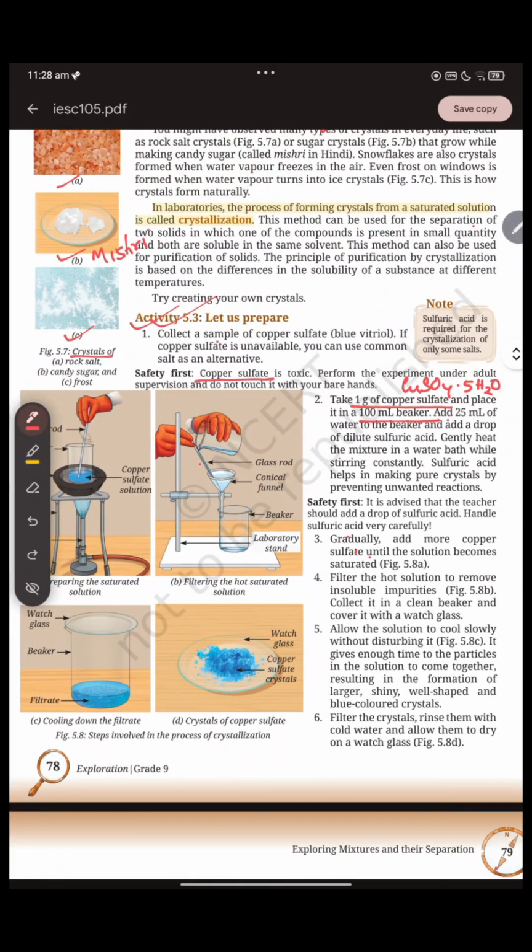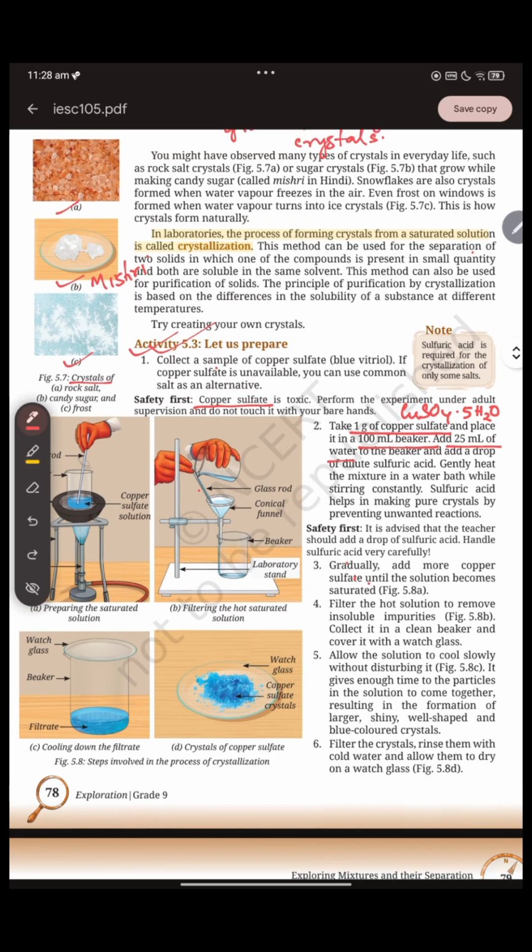And to it you add 25 ml of water. That means a beaker that has a maximum capacity of 100 ml. To it, say you have added 25 ml of water and you have added copper sulphate crystals to it. Say these are CuSO4 crystals. I am just writing copper sulphate as CuSO4. Actual formula is this. Don't forget it. How much have I taken? I have taken 1 gram.